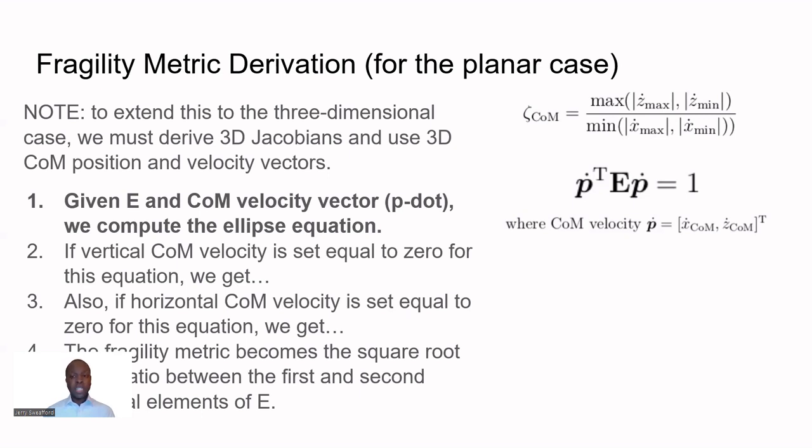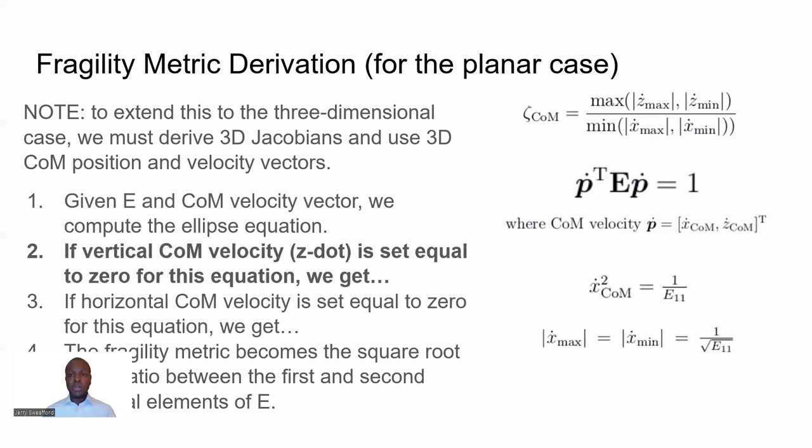Okay, so if we have our E, which we just derived earlier, and we have our center of mass velocity vector, P dot, then we can compute this ellipse equation: P dot transpose multiplied by E multiplied by P dot is equal to 1. And again, P dot is the center of mass velocity, X dot, Z dot. Now if we set the center of mass vertical velocity equal to 0 for this equation, then we get that X dot squared is equal to 1 divided by E11.